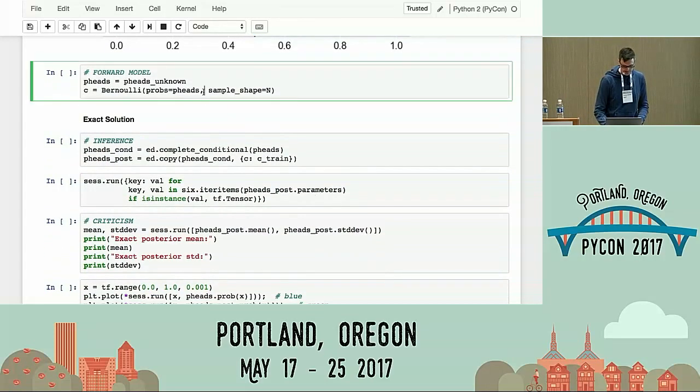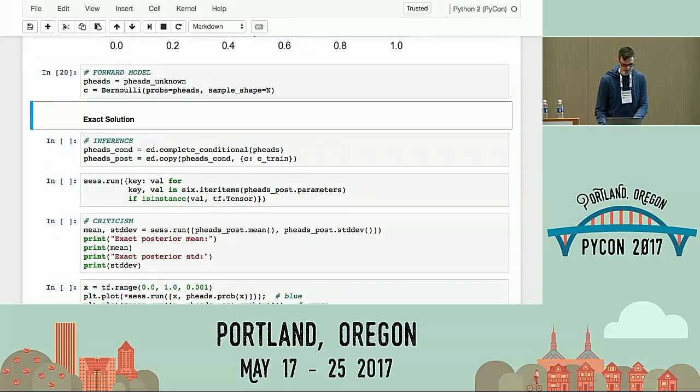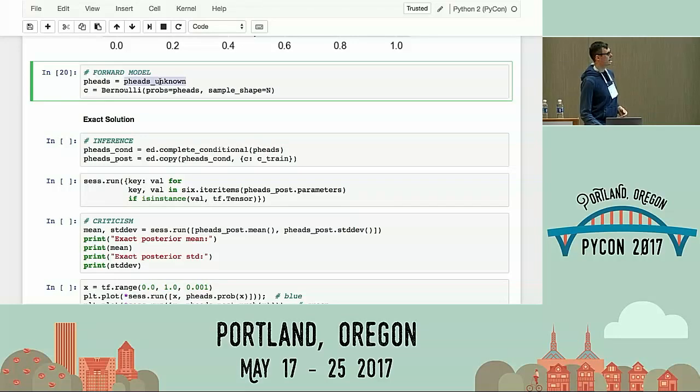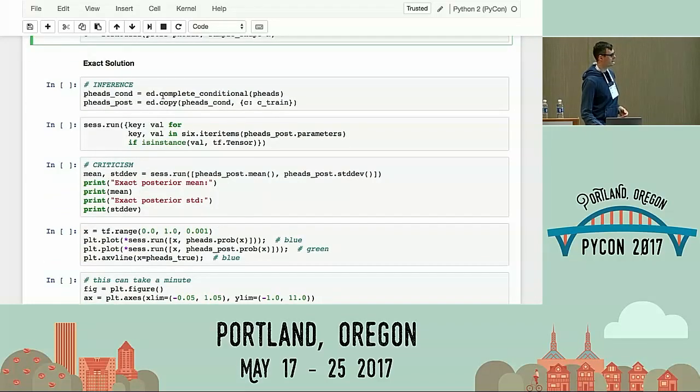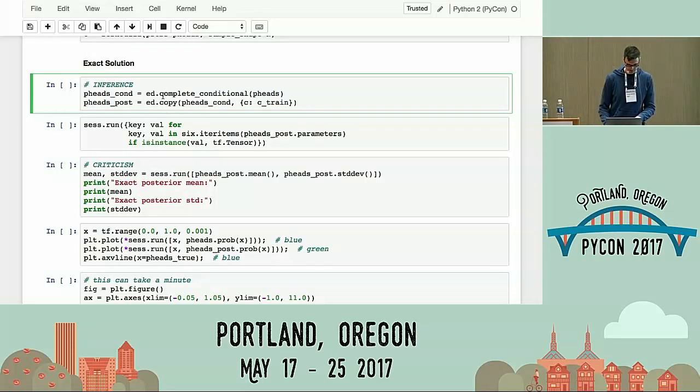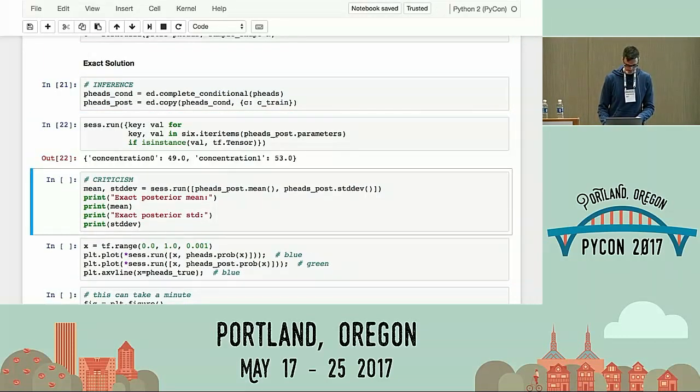Okay, so let's now define our generative model, our forward model, so the model that allows us to go in forward direction to simulate stuff. And I'm picking here the unknown one, so the red curve, basically. And the next step is to do this exact inference, and I put everything already here.